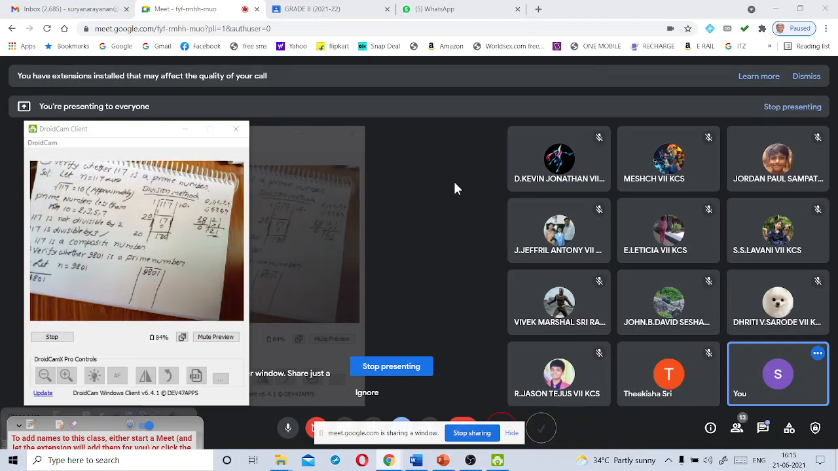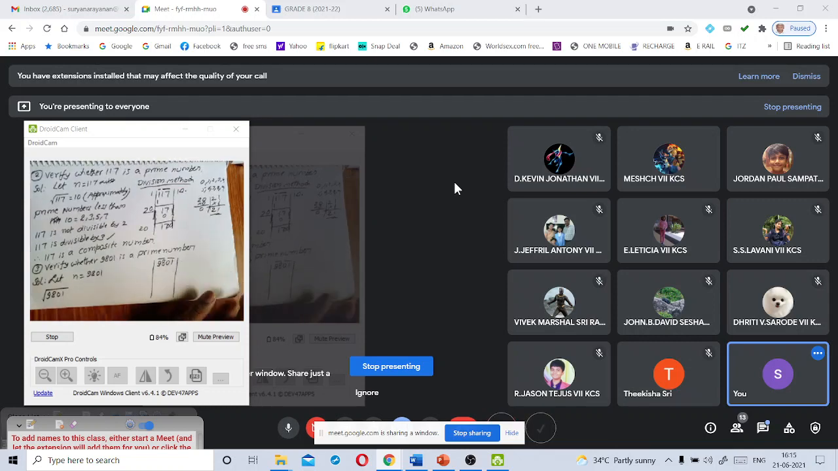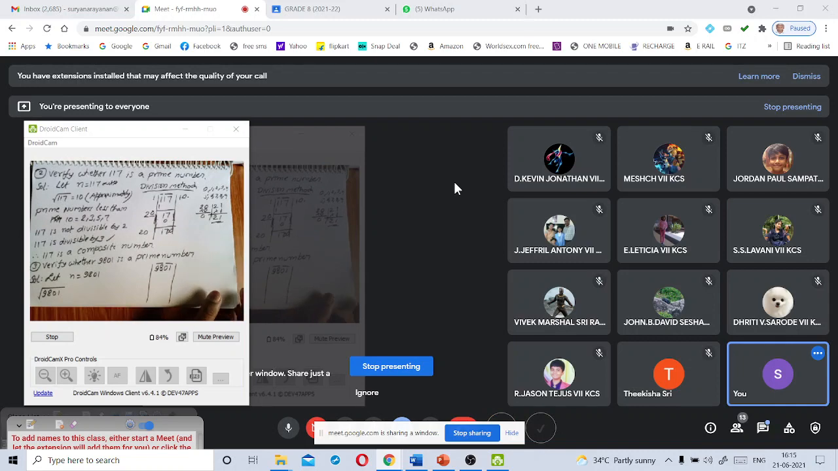Sir, please move the book, sir. What? Sorry? Move the book, sir. It's not clear. Now is it okay?